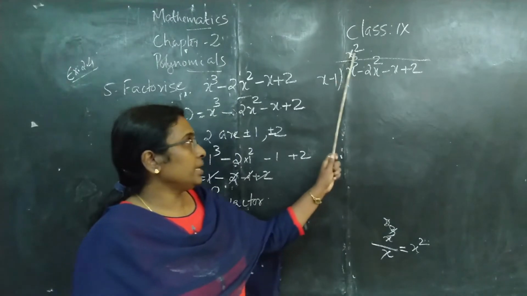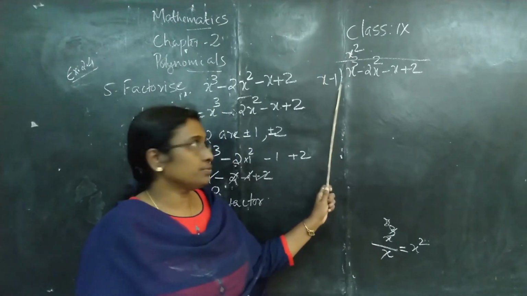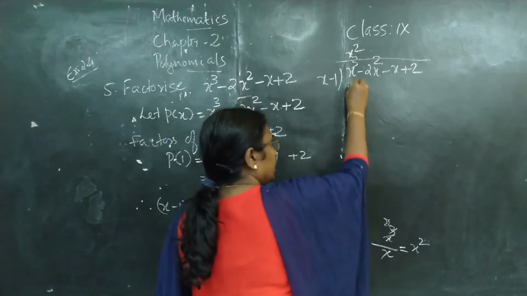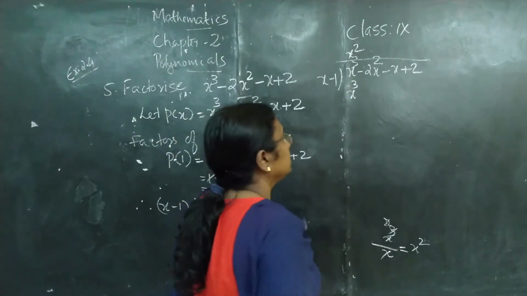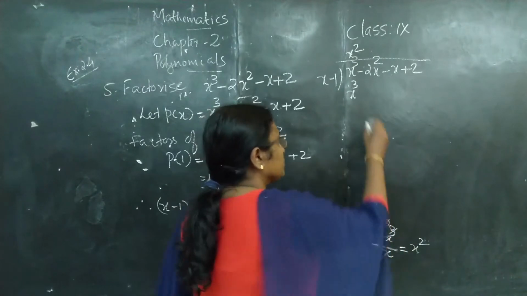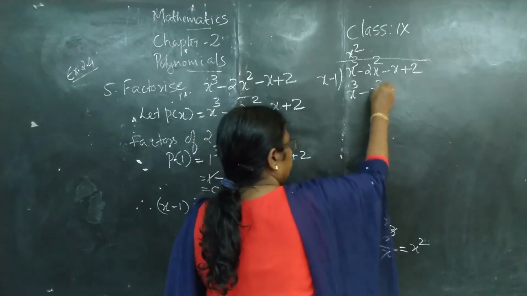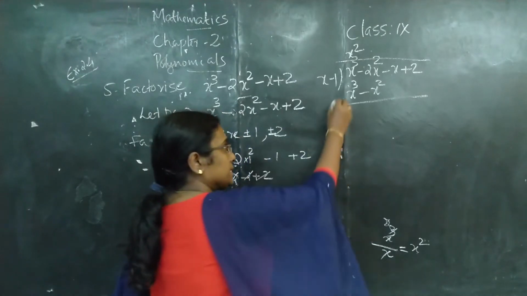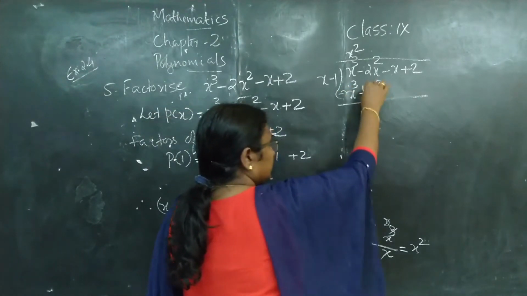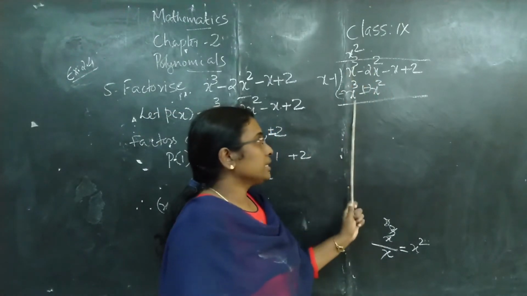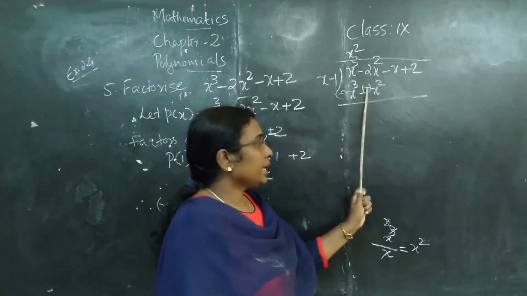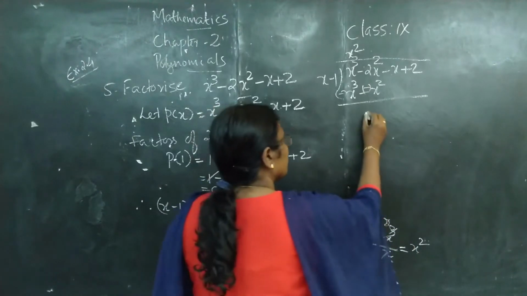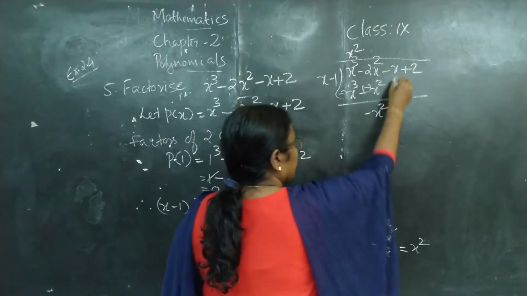Then multiply x square with x minus 1. x square into x is x cube. Write x cube just below the x cube term. Then x square into minus 1 is minus x square. Then subtract. For subtraction, put the minus symbol and then add. x cube minus x cube is 0. Here minus into minus is plus. So minus 2x square plus x square is minus x square. Write these two terms.